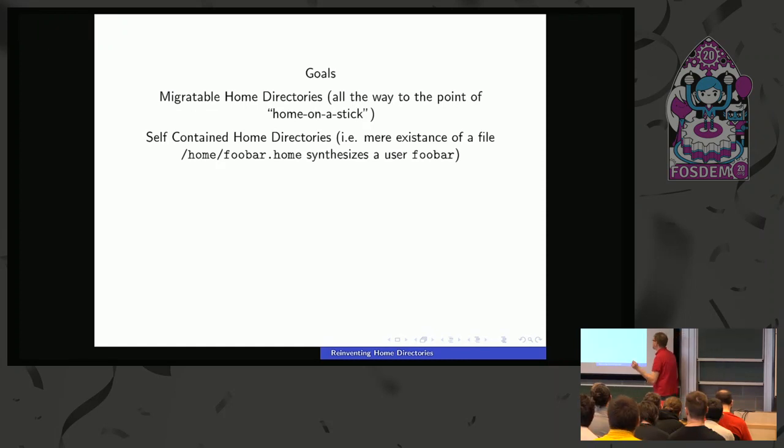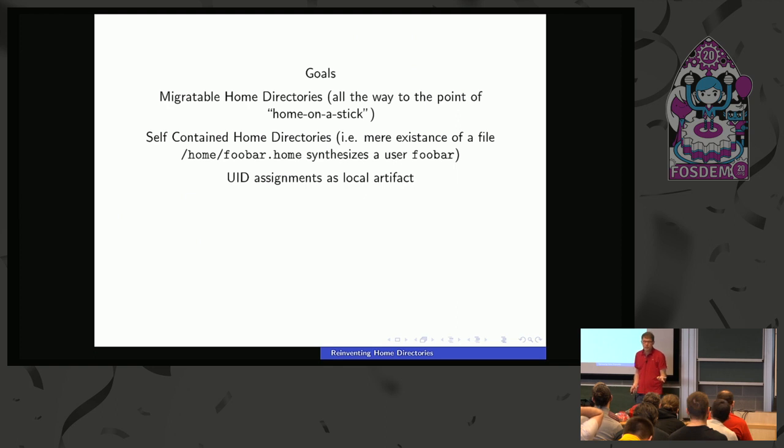That also means that the mere existence of the file home/foobar.home synthesizes the user record, right? You drop it in there, and that's sufficient, so that getent passwd, the Linux tool that allows you to enumerate all users, makes sure that the user shows up. In a way, it's the most Unixy thing you can do. Everything's a file, and suddenly the user becomes a file, and is self-contained.